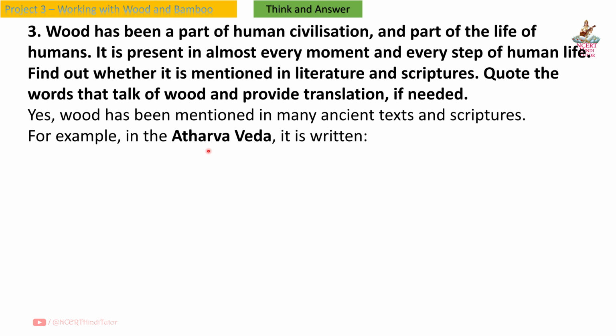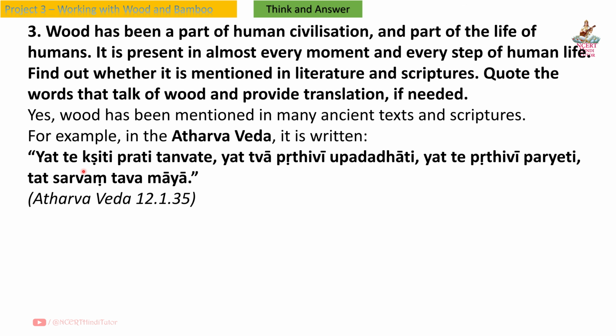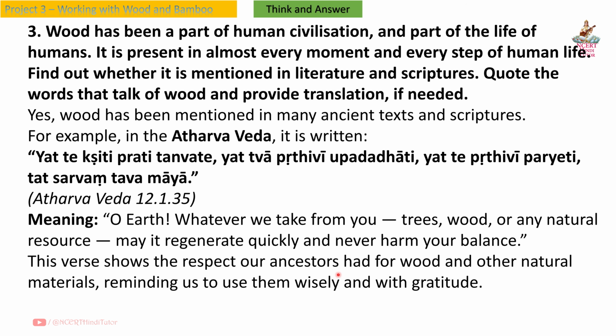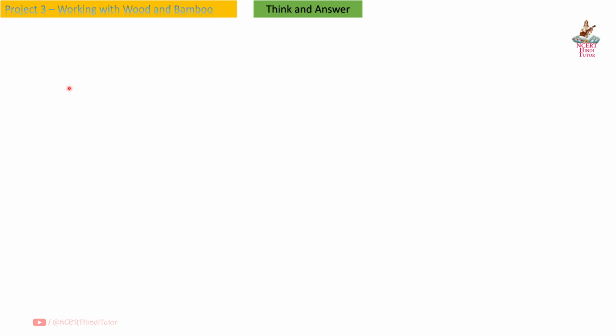For example, in the Atharva Veda it is written, Yat te kishti prati tanvate, Yat tva prithvi updadhati, Yat te prithvi paryati, Tat sarvam tava maya. Atharva Veda 12.1.35. Meaning, O earth, whatever we take from you, trees, food or any natural resource, may it regenerate quickly and never harm your balance. This verse shows the respect our ancestors had for wood and other natural materials, reminding us to use them wisely and with gratitude.